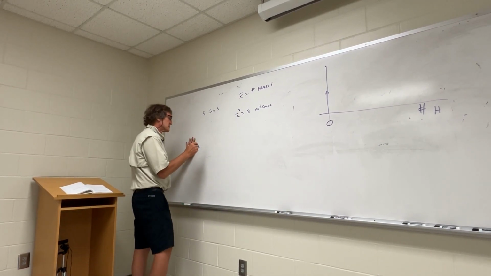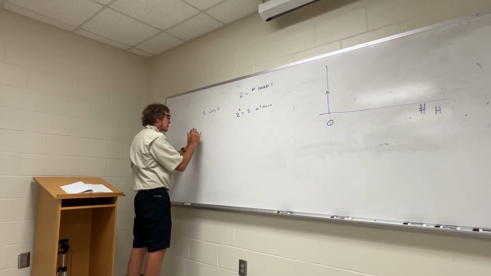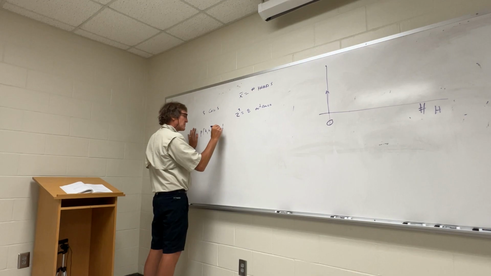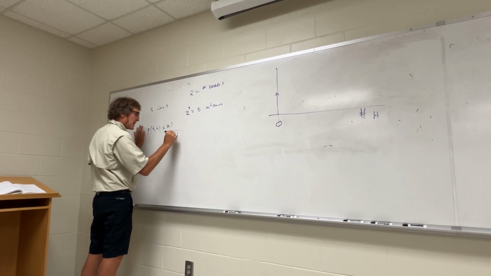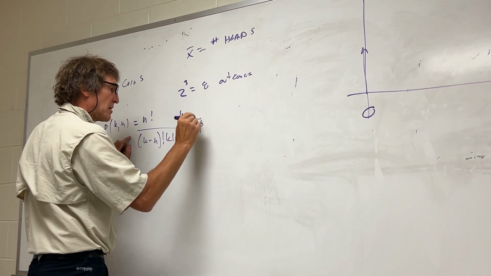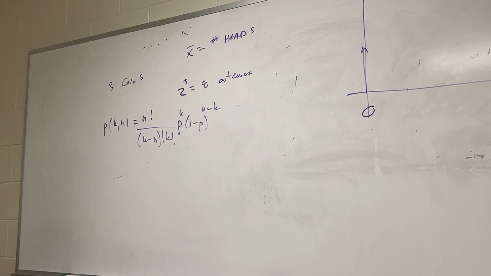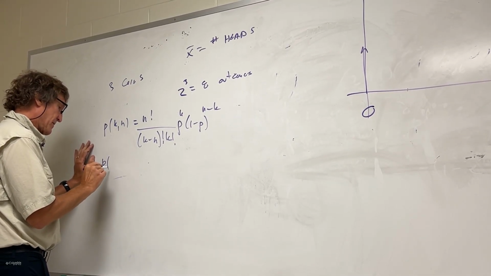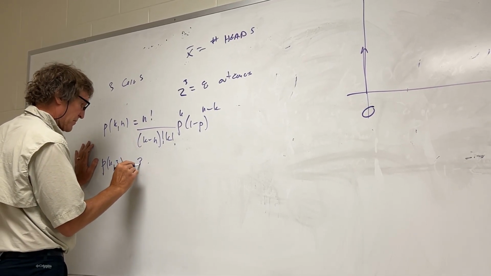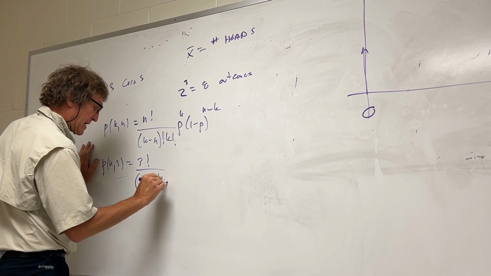So if you think about this, the probability of k in n is equal to n factorial over (n minus k) factorial times k factorial, times the probability of success to the k, times 1 minus the probability of success to the n minus k. That's the general binomial, right? Adapting it to ours, we have P of k, with n equal to 3, equal to 3 factorial over (3 minus k) factorial, k factorial.